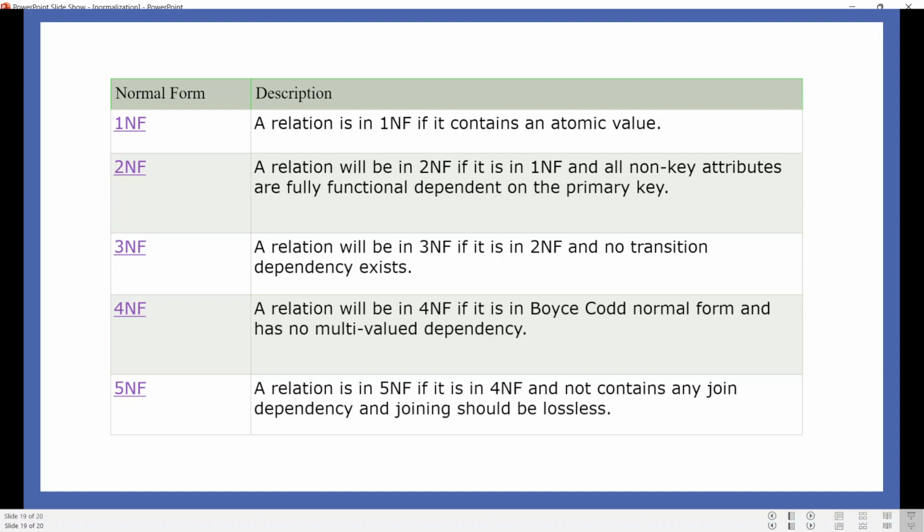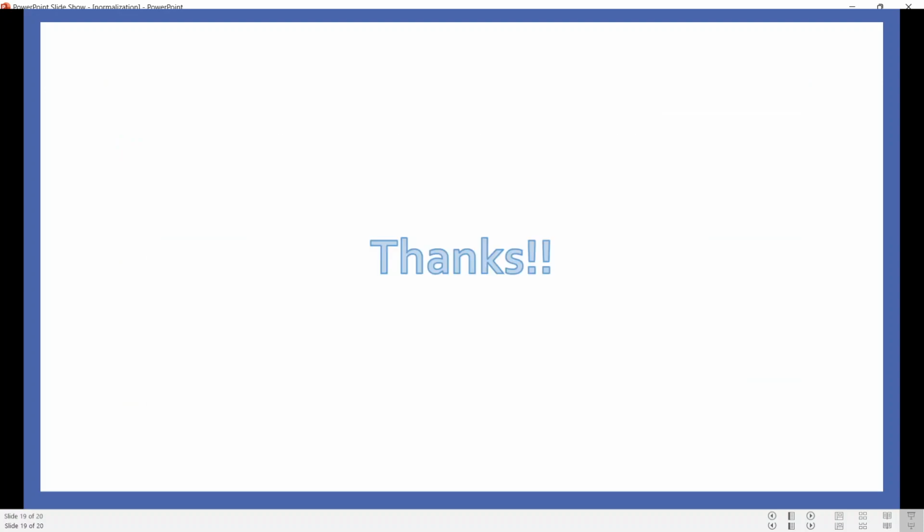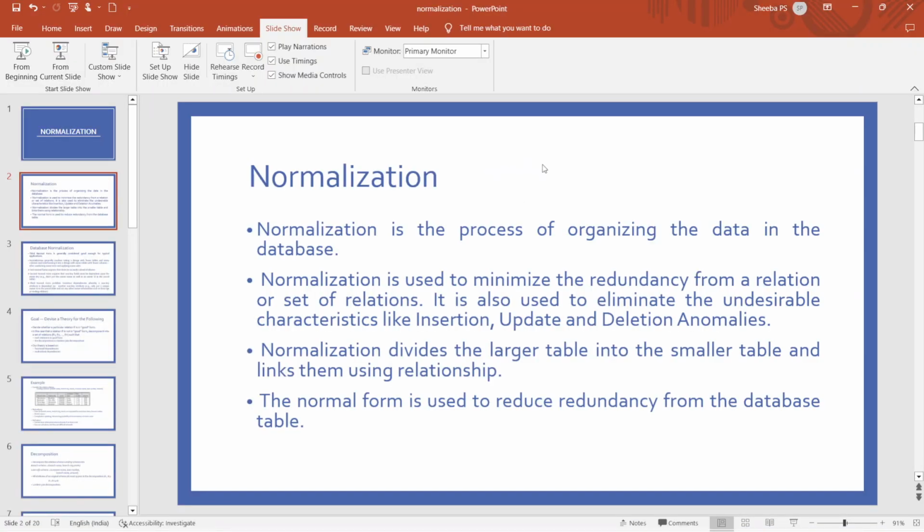Third normal form: the condition is that it should be in second normal form and there shouldn't be any transitive dependency. Fourth normal form: it should be in Boyce-Codd normal form and there shouldn't be any multi-valued dependency. Fifth normal form means it should be in fourth normal form and shouldn't contain any join dependency, and the joining should be lossless. With this, I have given an introduction to normalization. I will explain the various types of normal forms in the upcoming video.